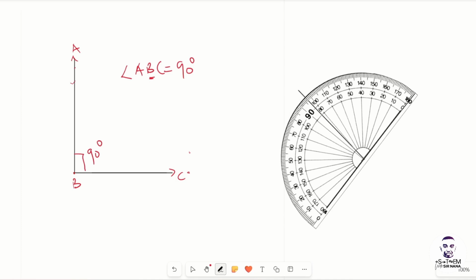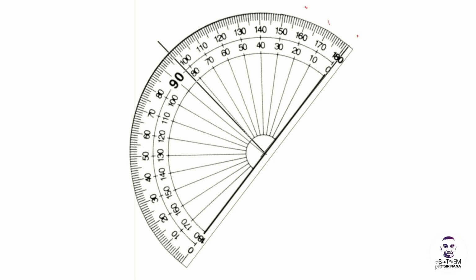So we see from the 0 degrees here, we have our 10 degrees, we have our 20, our 30, our 40, our 50, our 60, our 70, and then we have our 80, right?